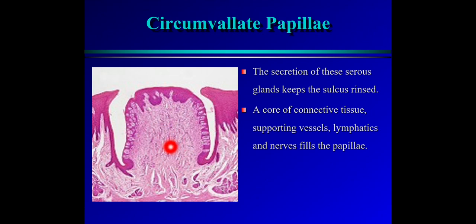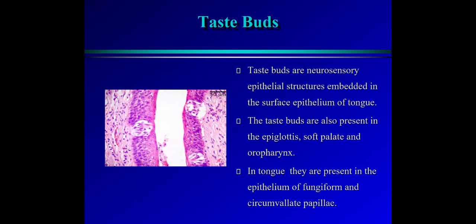This is the core of the connective tissue supporting the vessels and lymphatics in the papillae. Lastly, we will see the taste buds which are present in the circumvallate papillae. Here the taste buds are neurosensory epithelial structures embedded in the surface epithelium of the tongue. The taste buds are also present in the epiglottis, soft palate and the oropharynx.